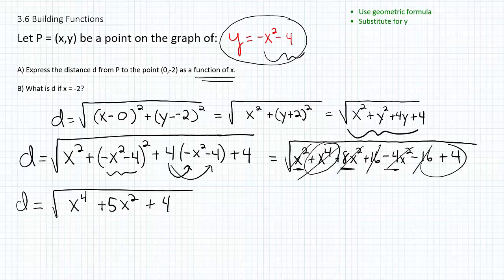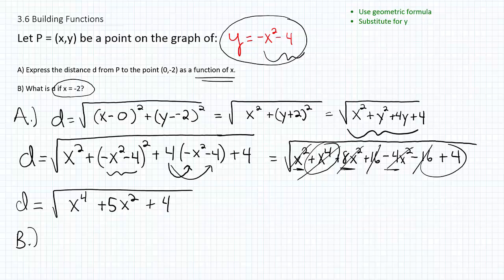Now what they're asking us to do in part B is to say, great, we have this function now, which is a function of x. Can you now tell me the distance from P to the point (0, -2) when the x component of P is -2? So they're basically asking us in part B to go ahead and plug this x value that we were given in the statement into our function. Well, that's easy enough. To do part B, and let's go ahead and label these parts. This is part A, and then this will be part B.